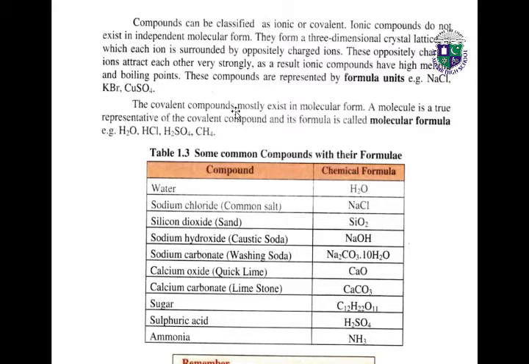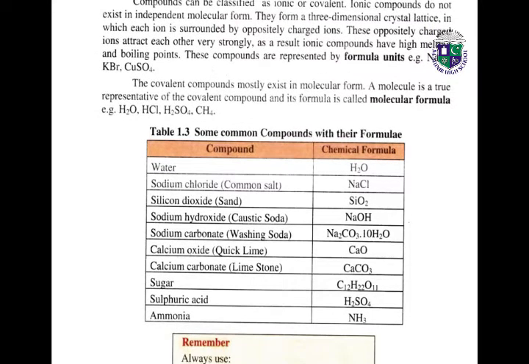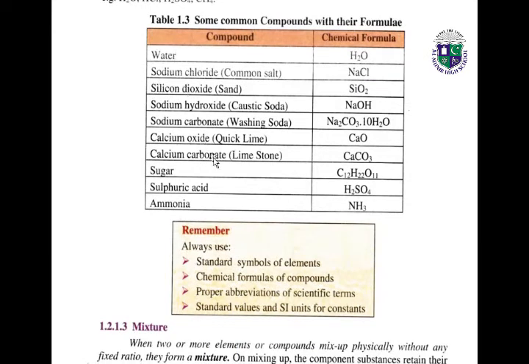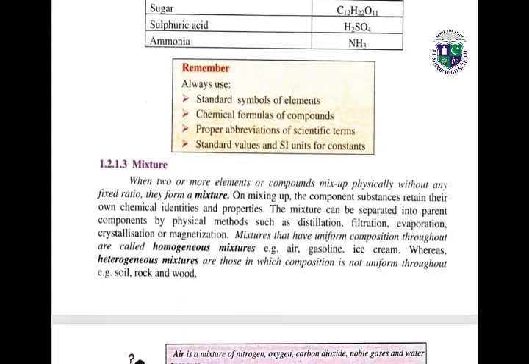Covalent compounds mostly exist in molecular form. A molecule is a true representative of the covalent compound. Its formula is called the molecular formula. For example, H2O, HCl, H2SO4 and CH4. And the formula of an ionic compound is called the formula unit. Here we have the examples NaCl, KBr and CuSO4. Now students, we have this table which shows different compounds and their chemical formulas. You have to learn and remember all these formulas.